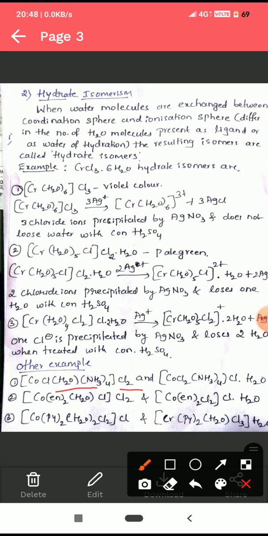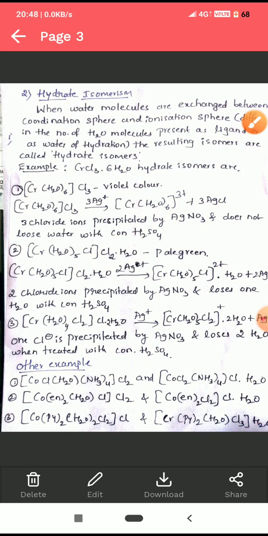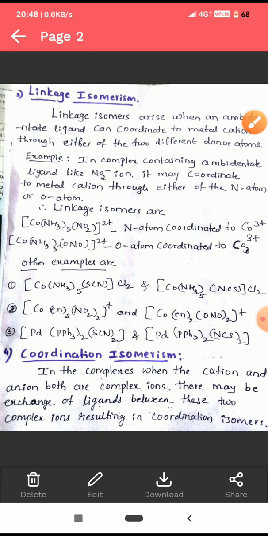Similarly, in the second example, here also one water molecule is present as a ligand. In another isomer, the water molecule is present as a water of hydration. Here 2 water molecules are present as a ligand, and here one is as a water of hydration and one as a ligand. These types of isomers are called hydrate isomers, and the phenomenon is called hydrate isomerism.